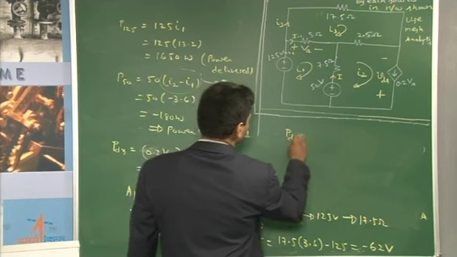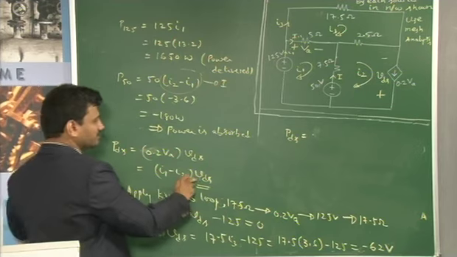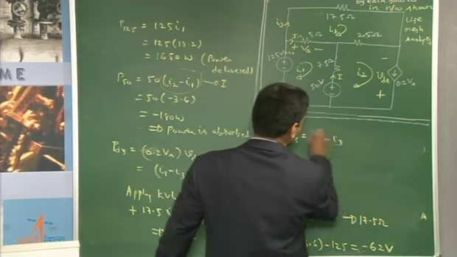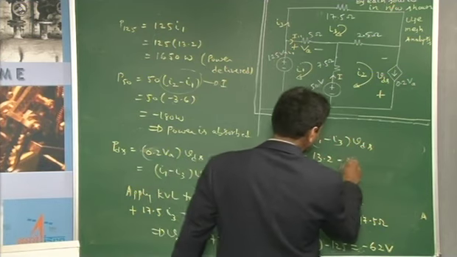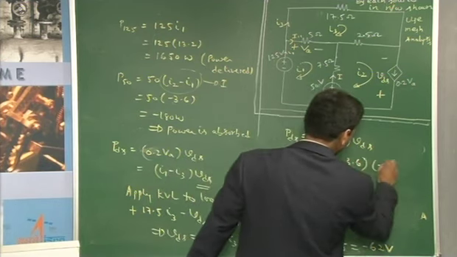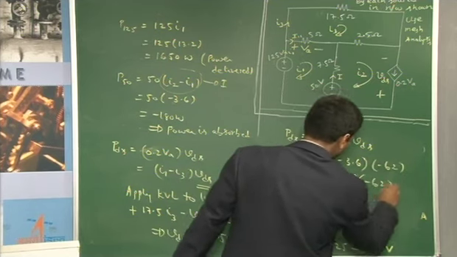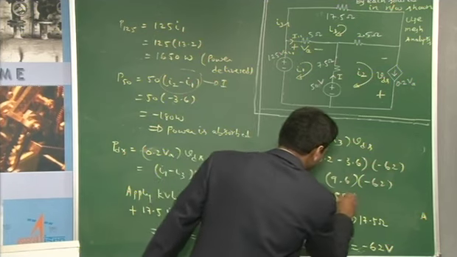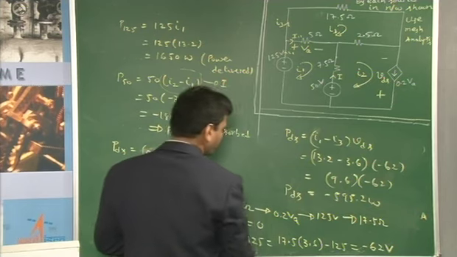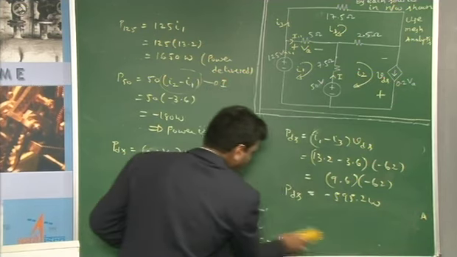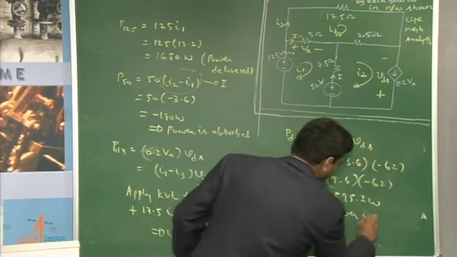So PDS is I1 minus I3 into VDS. I1 is 13.2, I3 is 3.6 and VDS is minus 62. So 9.6 into minus 62 turns out to be minus 595.2 watts. So this is the power delivered value. What can you say now? This implies power is absorbed.